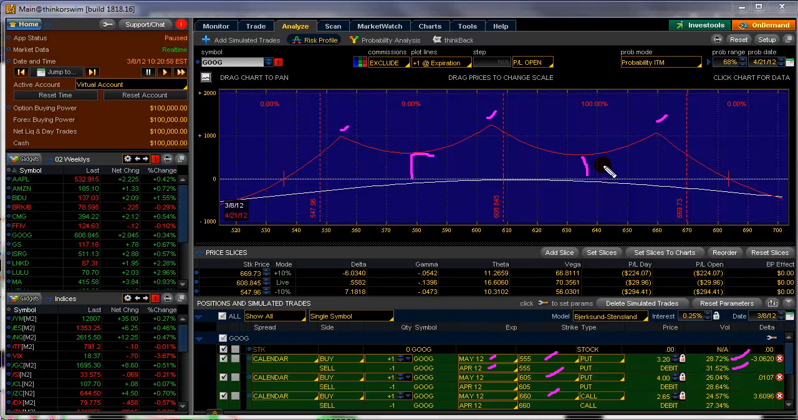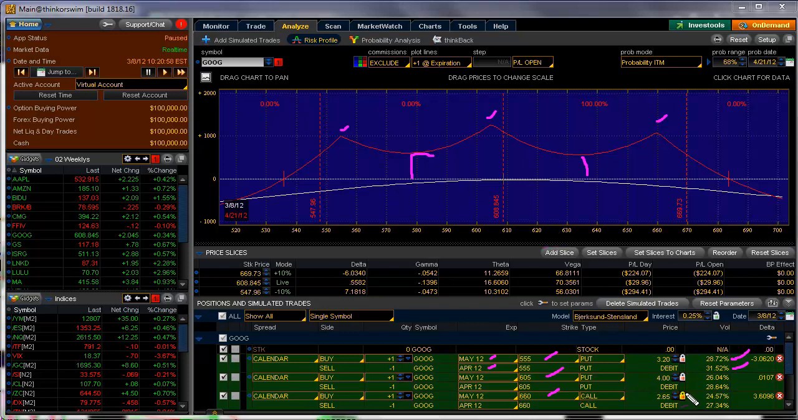I also found that exiting calendars is a lot easier if you buy back your short first, and then wait around and see what you want to do with your long strike. If you want to write, in this case you've got May, you could possibly write weeklies against that May. That's probably a subject for another video sometime in the future. As a matter of fact, I should make note of that.